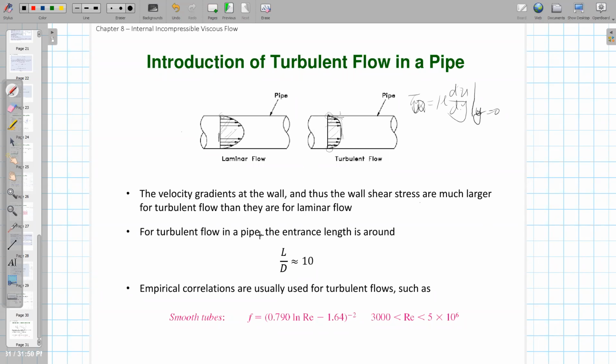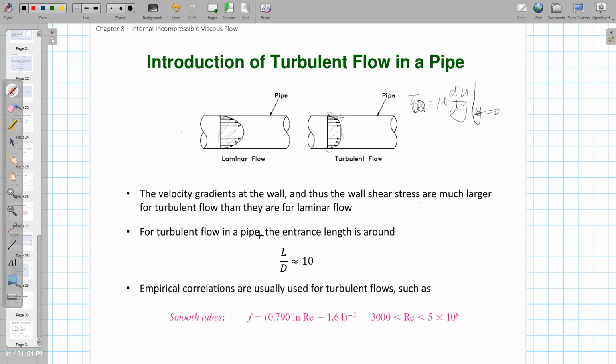So in other words, for turbulent flow inside the pipe, you will have a larger pressure drop due to the friction compared to the laminar flow. Okay, very important result. Pressure drop inside the turbulent flow in a pipe is larger than the pressure drop of a laminar flow. Okay, and so this is the thing.